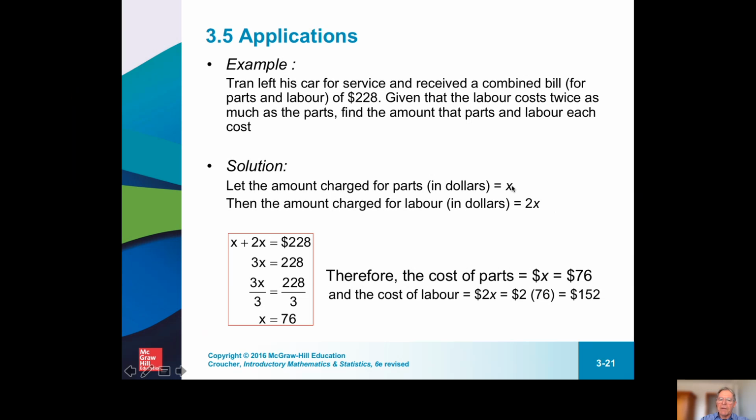Now we know that parts plus labour equals the total. So we put it together in an equation and we get X plus 2X, labour, equals 228. 3 lots of the part cost is 228. Divide both sides by 3 and we've got the value for parts. So parts must cost $76 and labour must cost double that. 2 lots of 76 equals 152, and both of those added together, you just double check, make sure it adds to 228, which it does.